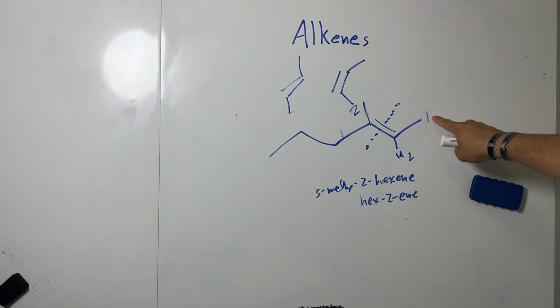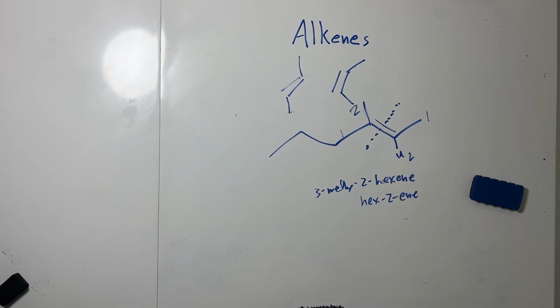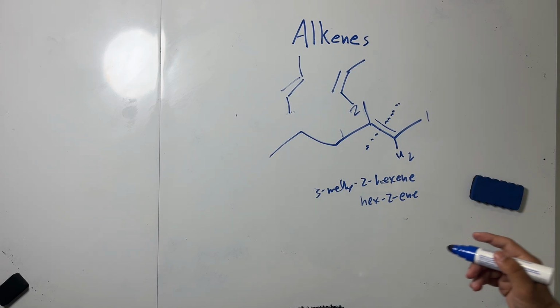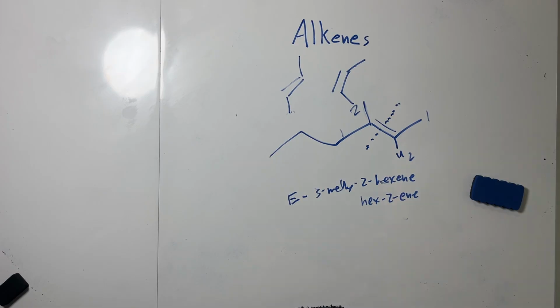And then what you do is you see where the most important priorities are relative to each other. In this case, the most important priorities are facing away. So this specifically would be E, for, I believe it's entgegen. It's from the German, and I'm probably mispronouncing that. But this is what we would call it because they're facing away.